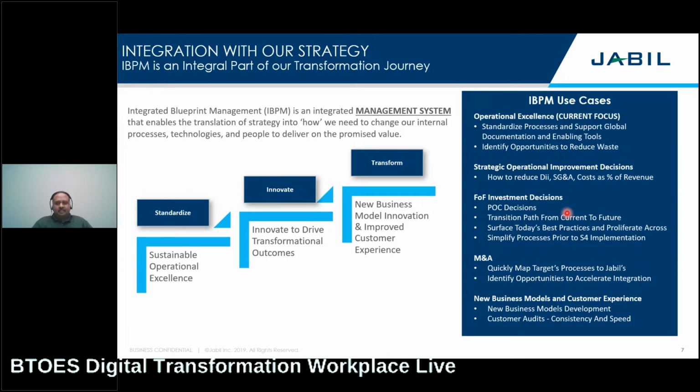Thinking about investment decisions, like we just went through an S4 implementation, and IBPM is a blueprint that showcases all our core processes, and that was a critical input into our S4 implementation. When we talk about M&A, we want to quickly map the target processes to Jabil. We want to identify opportunities where they are different, and we can enhance that integration. For me, the last point is very critical. The business models change. 20 years ago, how we did business is so different today, and it's changing every quarter. Or we may need to think about the new business models that are going to come through our doors, and we need to be adept, agile, and we need to have our IBPM operating model very agile and changing to our business models as well.